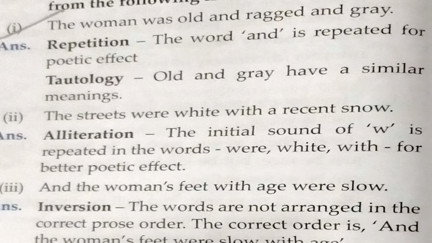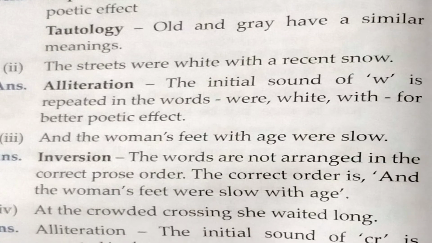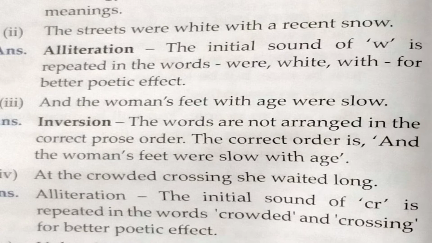Then the next figure of speech is, the streets were white with a recent snow. So this is alliteration. The initial sound of W is repeated in the words 'were white with' for better poetic effect. Then, and the woman's feet with age were slow. It is an inversion. The words are not arranged in the correct prose order. The correct order is, and the woman's feet were slow with age.